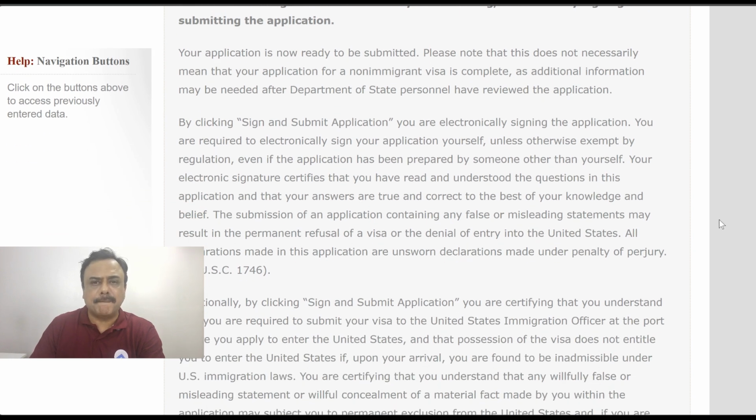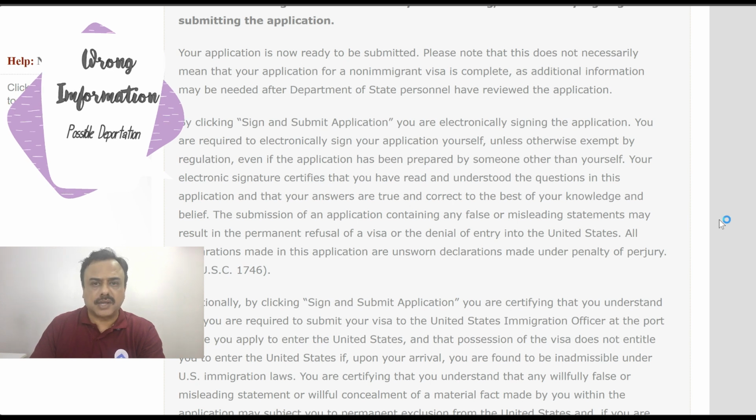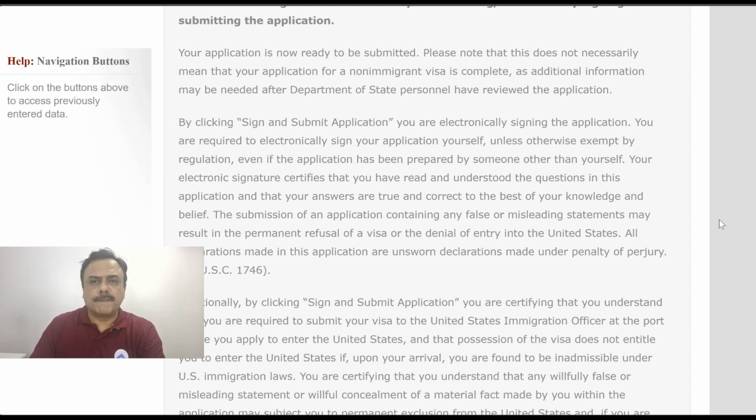Now, this is a very important page that tells you a lot of information. Number one, it says very clearly that if you have provided any wrong information while entering, you could be deported in case the truth comes out. So please refrain from giving any information which is not factual. It can endanger your chances and lead to deportation at any time in the future.